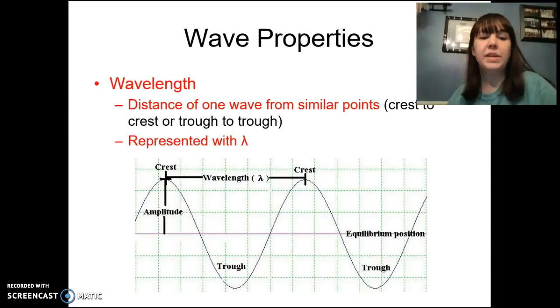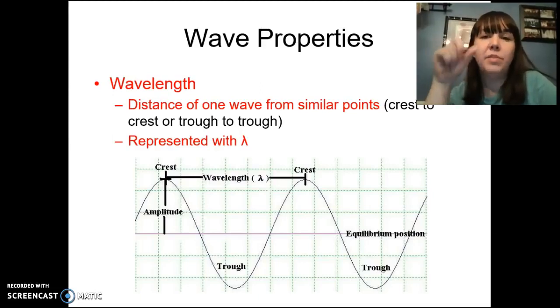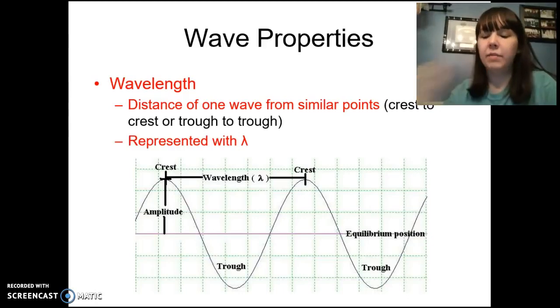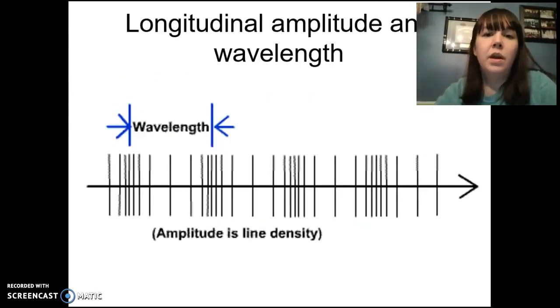Your wavelength is that distance from one point to another, from crest to crest or from trough to trough. One thing I put down here is we represent that with the Greek letter gamma. It's a little upside down Y. So if you see that, like in this picture here, they have wavelength and then they have your little Greek letter, then that is your symbol, and that'll help us when we want to shorthand it. On your compressions, there we drew what we did a little second ago, wavelength from compression to compression, and then your amplitude would be that line density, how dense your line is.